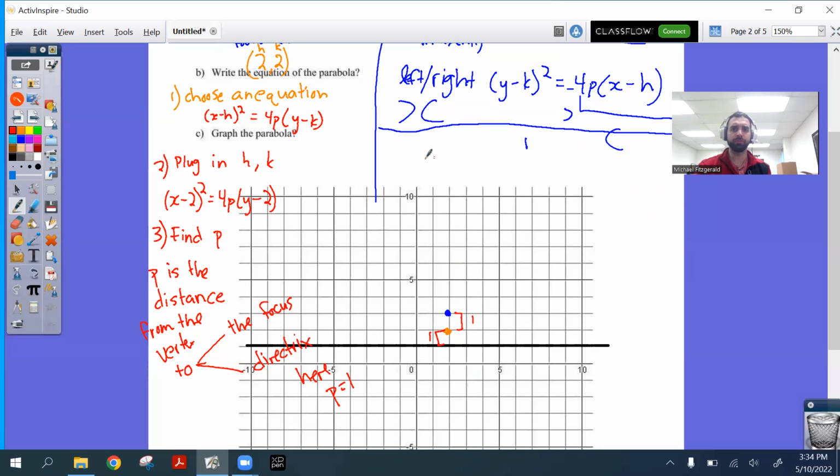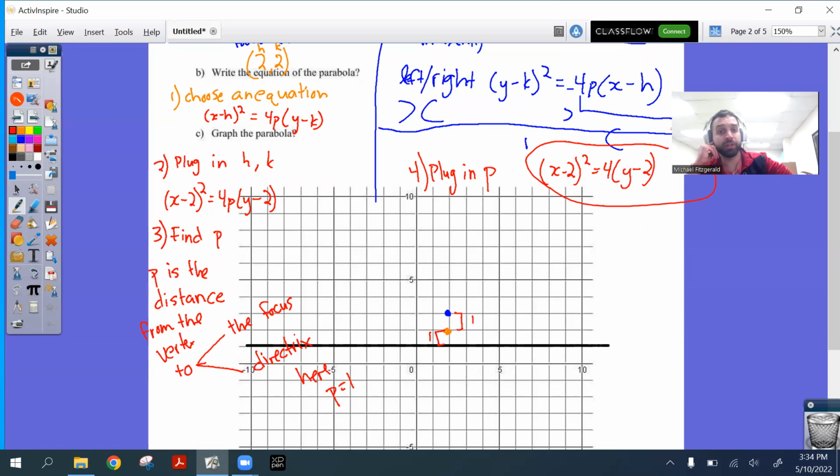Then step 4 is plug in p. So we have (x minus 2) squared is equal to 4 times 1, which is just 4, times (y minus 2). And there we are.